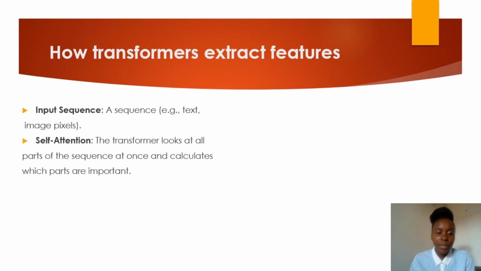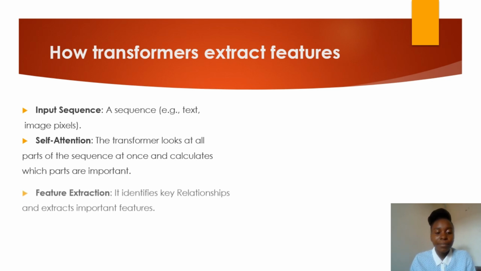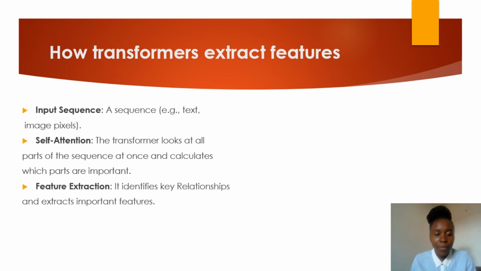After inputting it, the second step is self-attention. The transformer looks at all the parts of the sequence at once and calculates which parts are more important, the key important parts. Then the third step is feature extraction. Here it identifies the key relationships and extracts important features. After looking at all the parts of the sequence at once using self-attention, it identifies the key relationships, the parts that relate to each other, and then we extract the important data from there.